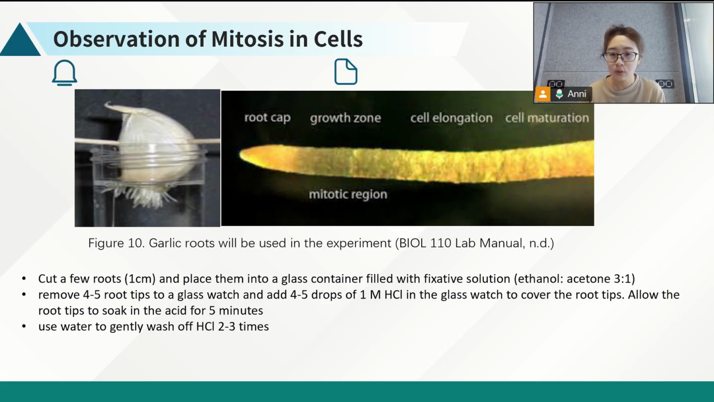And next, move 4 to 5 root tips to a glass watch and add 4 to 5 drops of 1 M hydrochloric acid in the glass watch to cover the root tips and allow the root tips to soak in the acid for 5 minutes. So the hydrochloric acid is actually a dissociation solution which can break down the pectin between cells, separating them for easier staining and observation. And after this step, we're going to use water to gently wash off the acid 2 to 3 times.